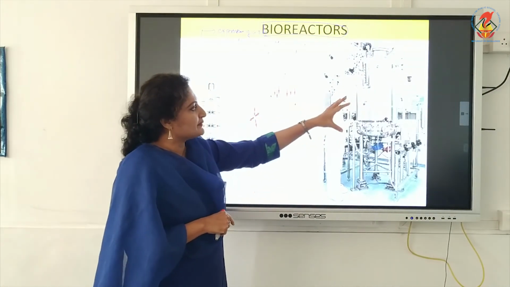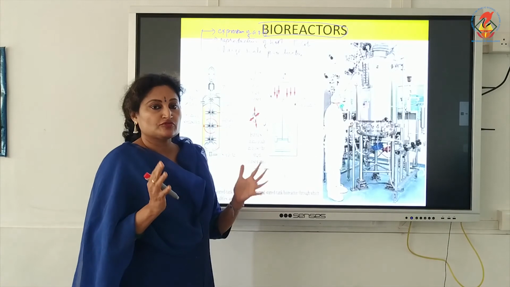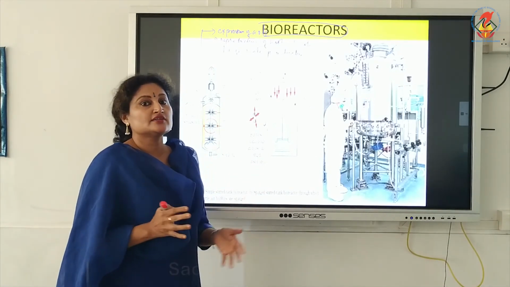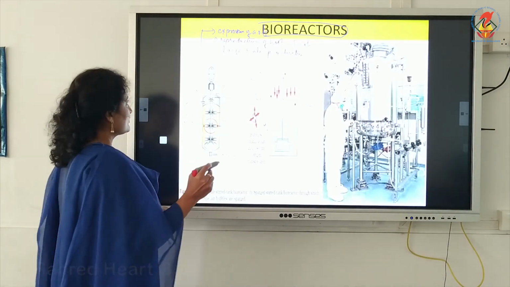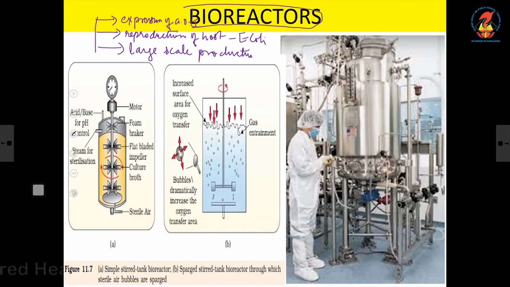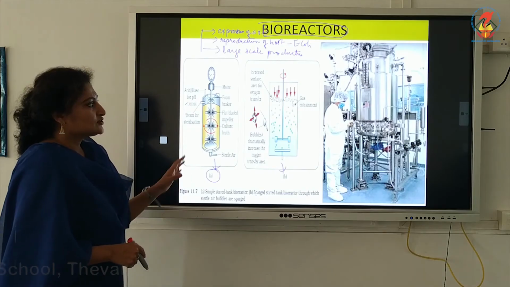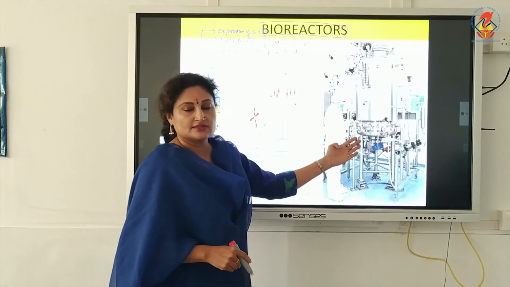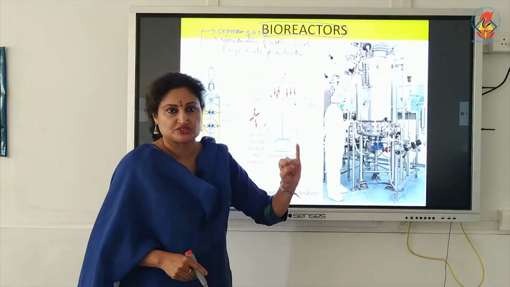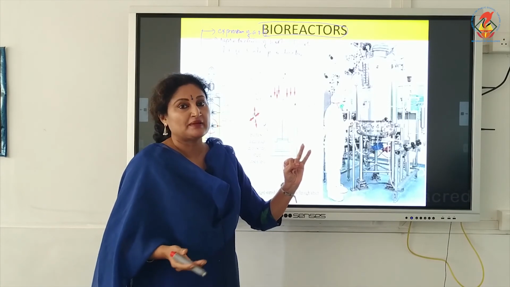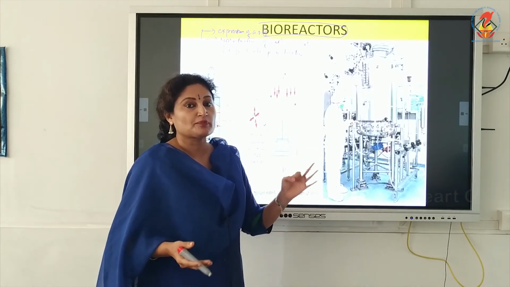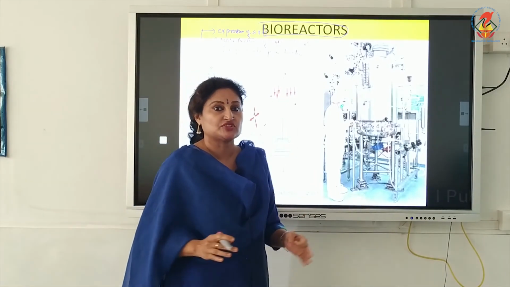That's an inbuilt mechanism, and most of all, it has a capacity to hold 100 to 1000 liters of the culture medium. We have two types of bioreactors. A is depicting the simple stirred bioreactor and B is depicting the sparged stirred bioreactor. Both bioreactors serve the same purpose: large scale production. Second, they give the optimal conditions for the multiplication of the host E. coli, and lastly also provide appropriate conditions for the expression of the gene of interest.